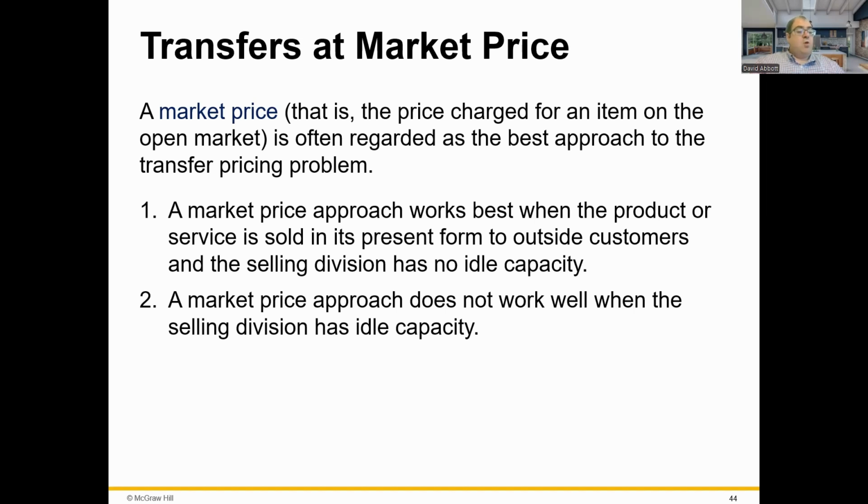And so this does not work well when the selling division has idle capacity. In this case, market-based transfer prices are likely to be higher than the variable cost per unit of the selling division. Consequently, the buying division may make pricing and other decisions based on incorrect market-based cost information rather than the true variable cost incurred by the company as a whole.